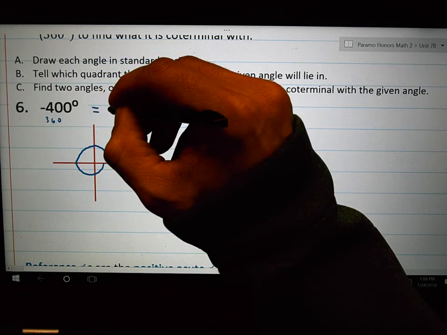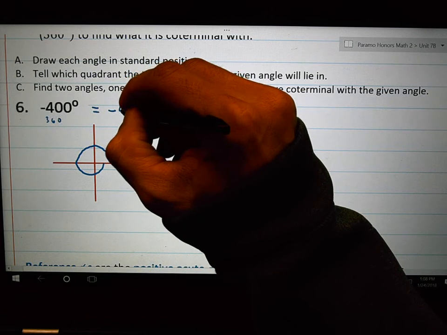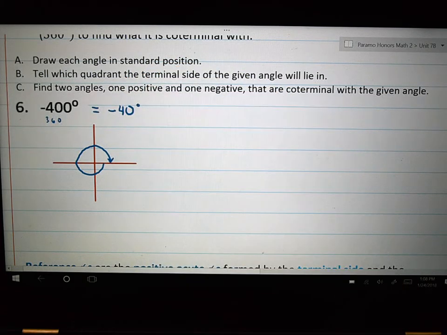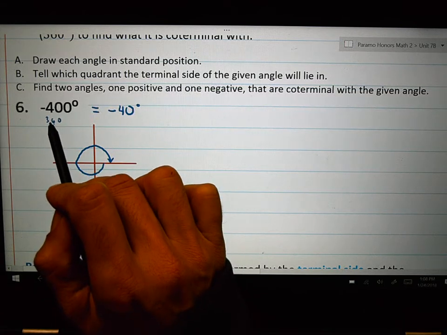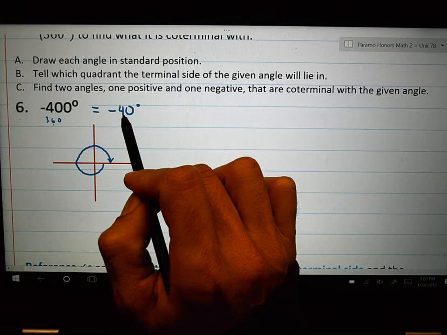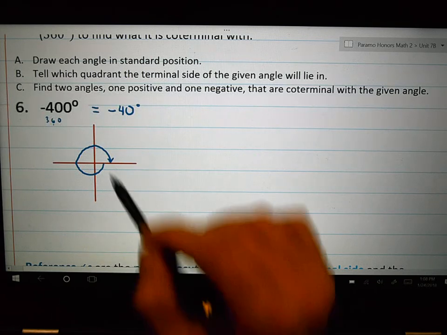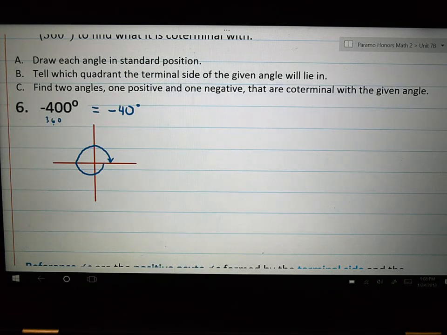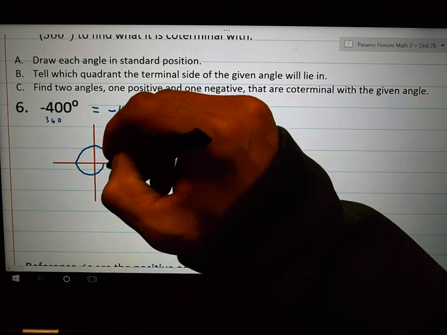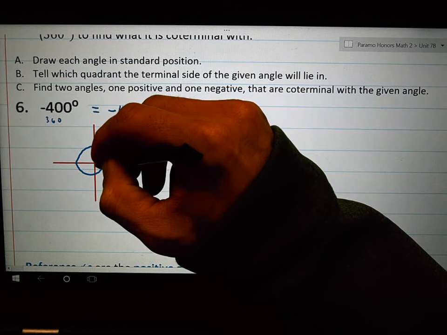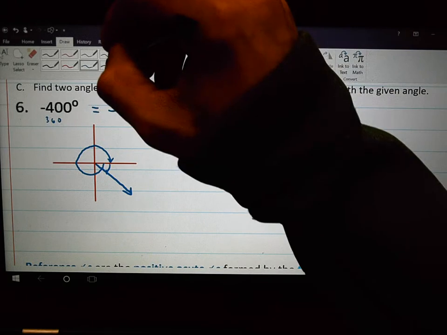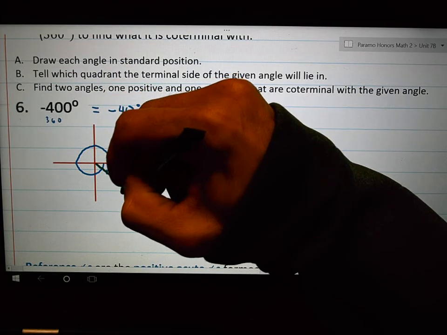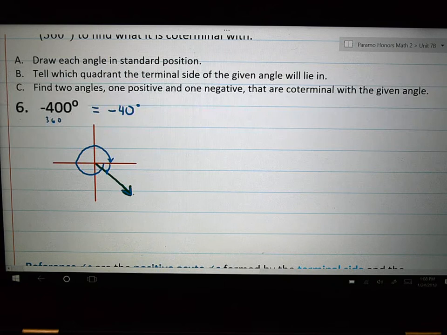This is coterminal with this, isn't it? Doesn't negative 360 and negative 40 degrees, aren't those a negative coterminal angle? Well, where does that look like? That looks like 40 degrees is right about there. So, my final answer is this thing that's green.